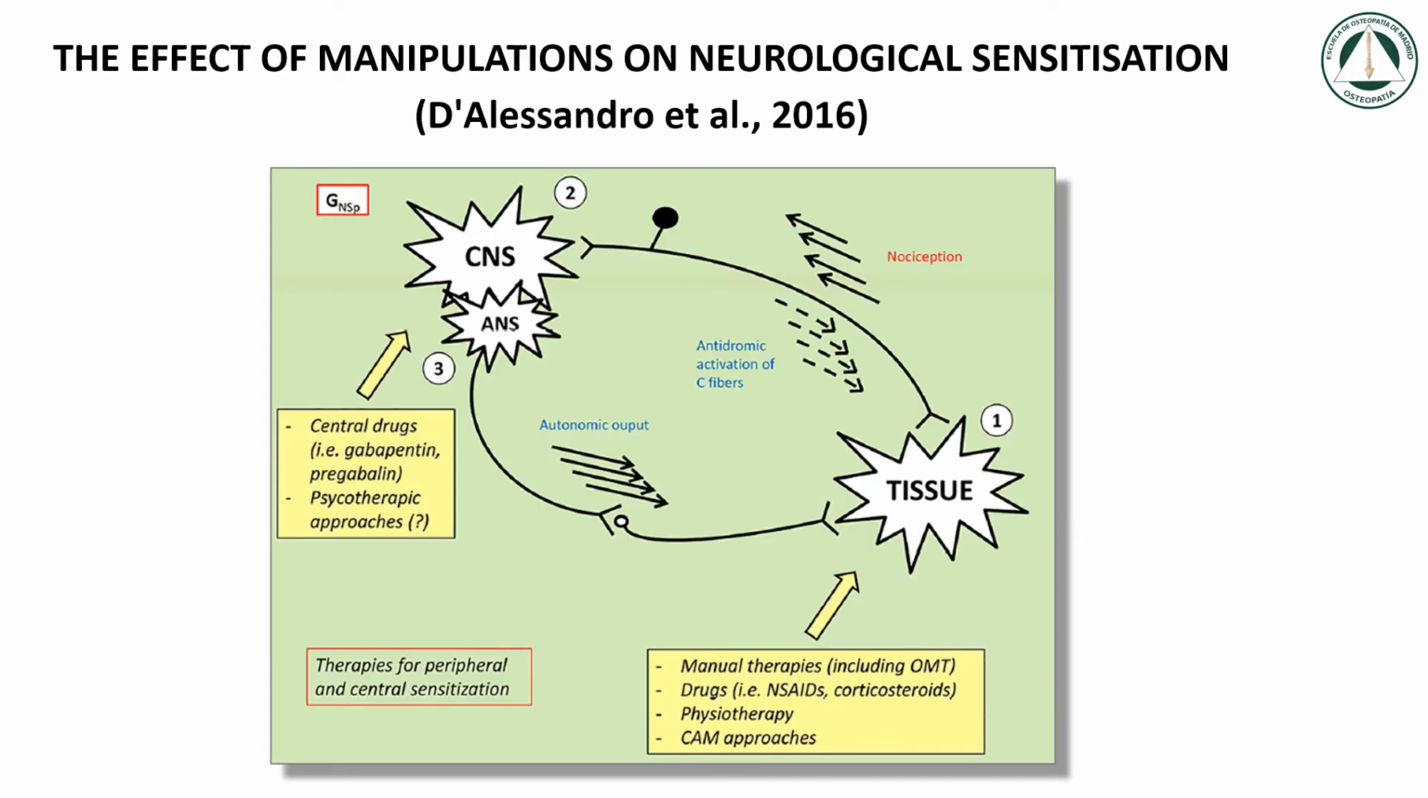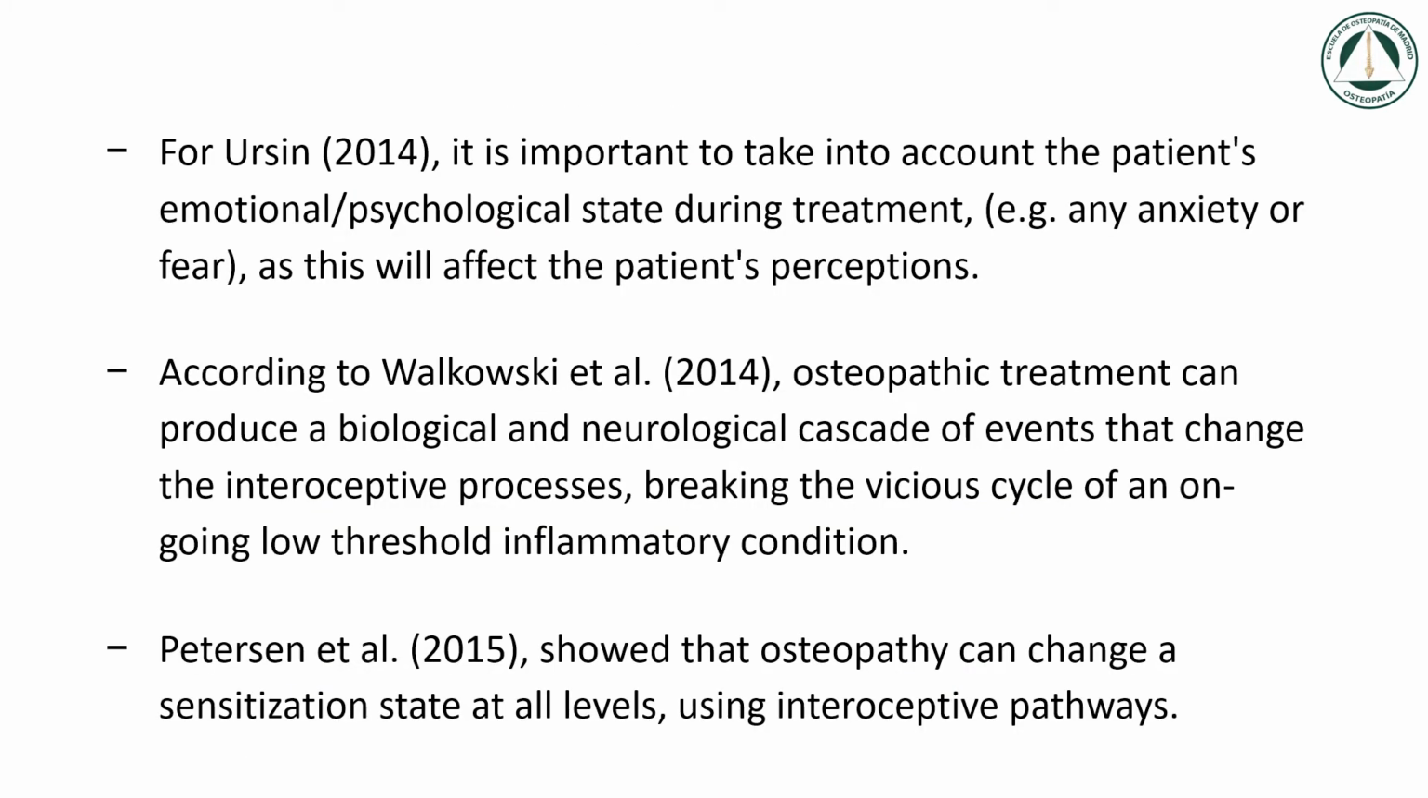According to D'Alessandro et al., 2016, several therapies, including osteopathic manipulative treatment, could be theoretically administered to solve neurological sensitization in different clinical conditions, where peripheral and/or central sensitization are present. For Ursin, 2014, it is important to consider the patient's emotional and psychological state during treatment, any anxiety or fear, as this will affect the patient's perceptions.